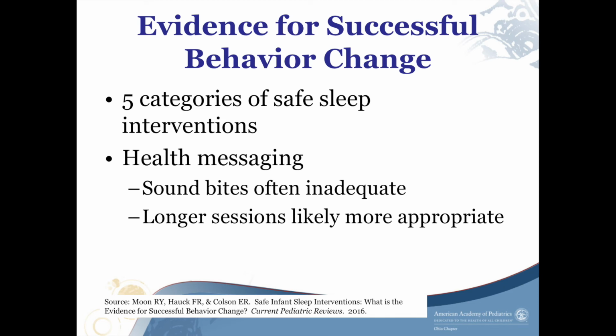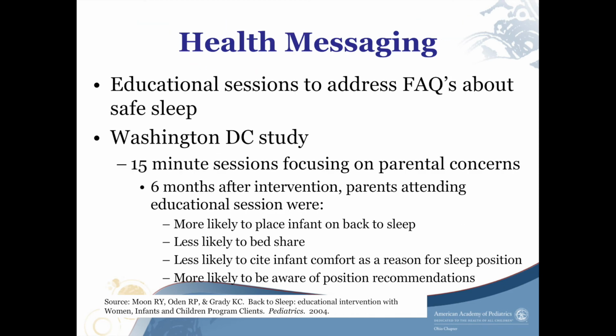And so they looked a little bit further, and they tried some interventions in Washington, D.C. Next slide. In the Washington, D.C. study, they did 15-minute sessions with very small groups, 2 to 3 to 4 moms only. And these focused on individual parental concerns. So again, not a standardized message, but really focusing the message to these parents that were there at this very small session. Six months after the intervention, parents attending the educational session were more likely to place their infant on their back to sleep, less likely to bed share, less likely to cite infant comfort as a reason for the sleep position, and more likely to be aware of position recommendations.